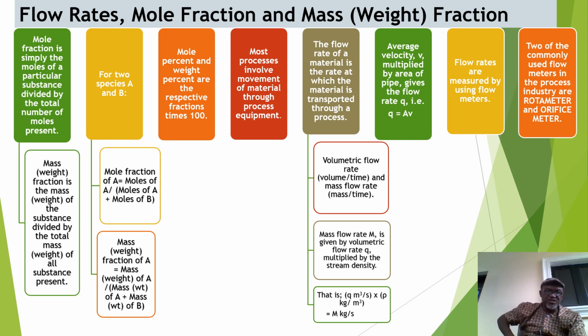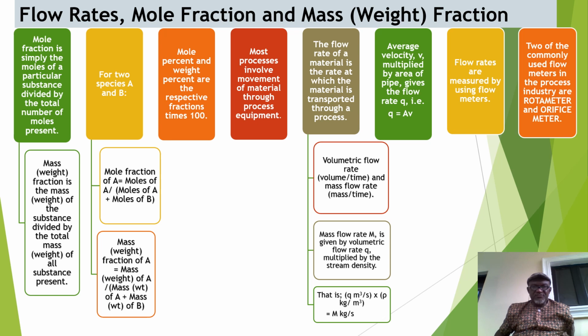So for two species, A and B, mole fraction of A is moles of A divided by moles of A plus B. And mass or weight fraction of A is mass of A divided by mass or weight of A plus mass or weight of B. The same way, if you want that of B, it will be mass of B divided by total mass of A and B.